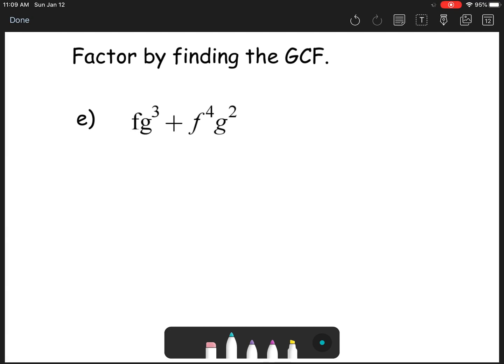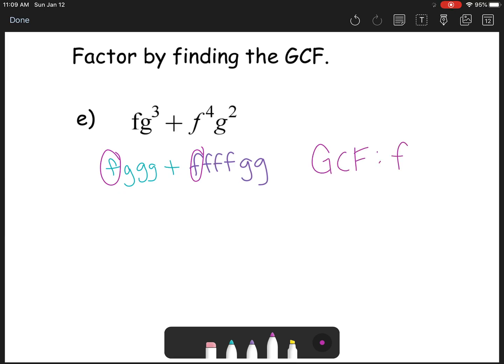Looking at this, I'm going to go ahead and write it out. I've got f and g cubed, so that would be f times 3 g's plus f to the 4th, so 4 f's and 2 g's. Okay, well, looking at this, I've got 1 f here, which means I can take out 1 f here, so my greatest common factor would be f. And then my g's, I have 3 g's and then 2 g's, which means I could take 2 g's out of both of these. So f g squared would be our greatest common factor.